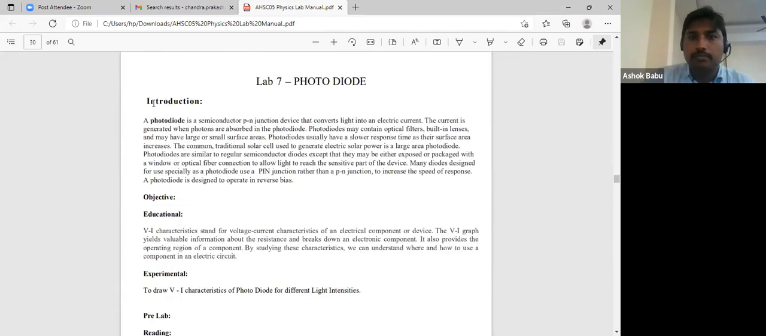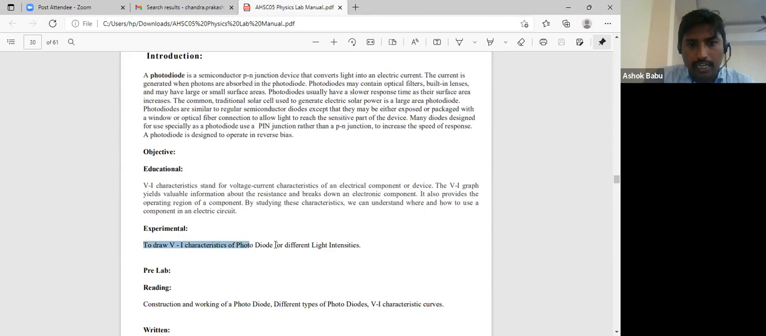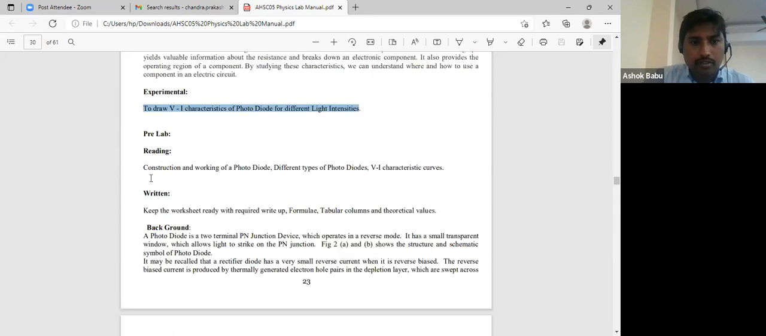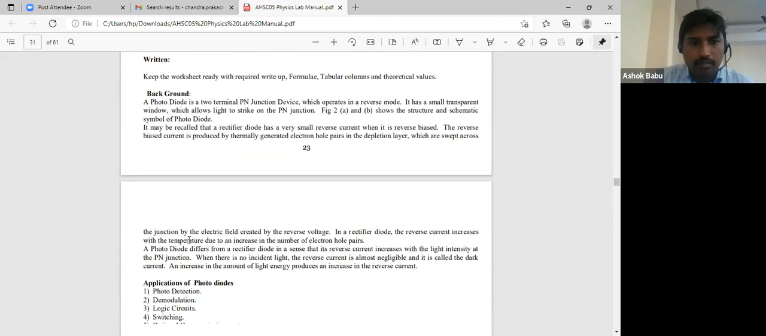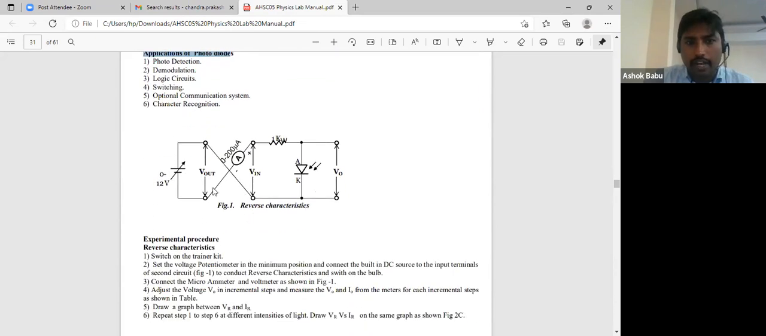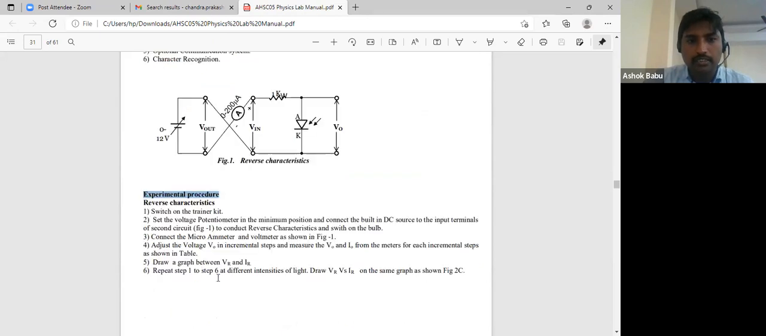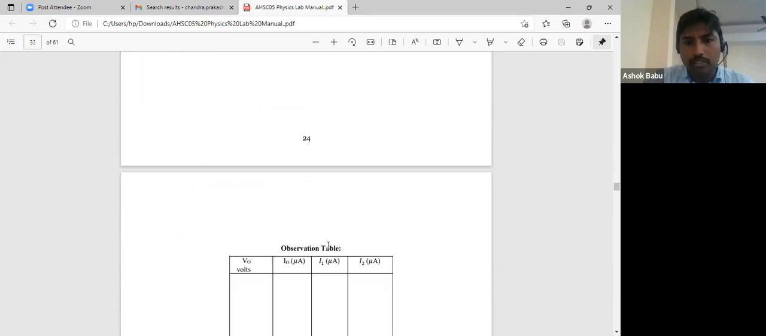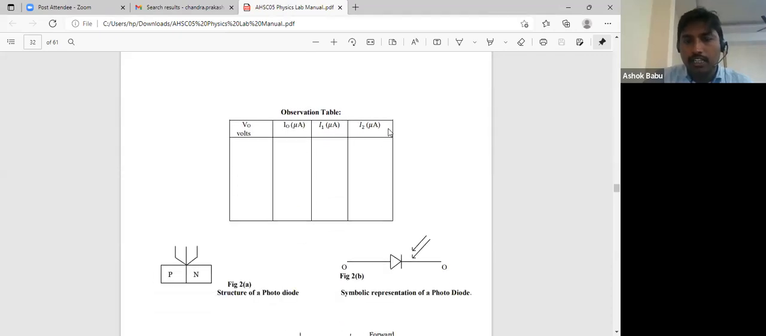Again, I am repeating. Introduction is compulsory, amma. After that, the aim of the experiment: to draw the VI characteristics of photodiode for different light intensities. Pre-lab reading, background and applications are not required. Keep the heading circuit diagram and draw the circuit diagram. Then write the experimental procedure for reverse characteristics; only 6 points are there. After that, draw the observation table. Take 3 different intensities and note down the observations.